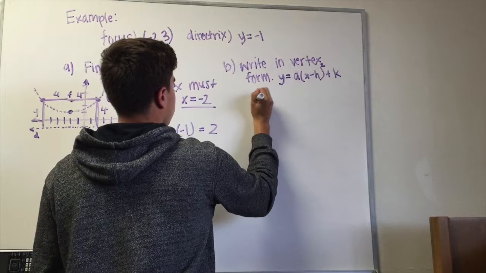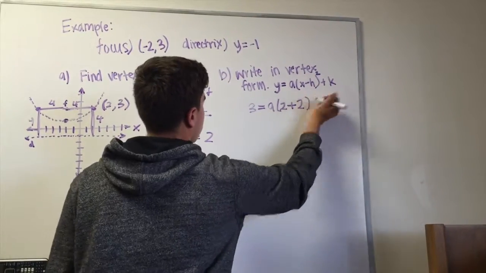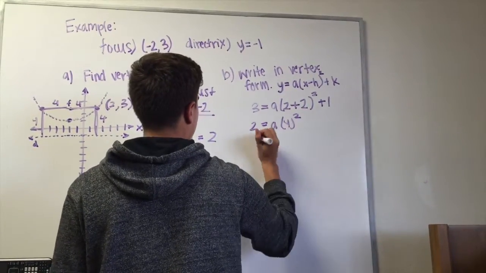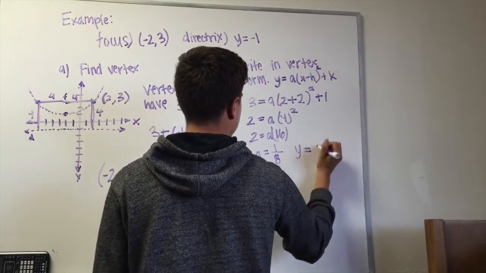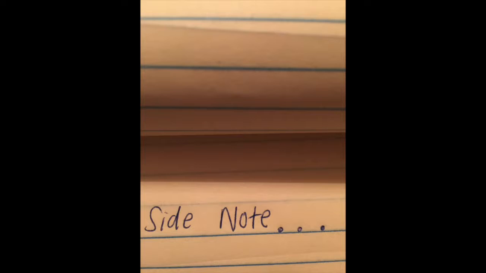Now we have to write the equation for the parabola in the vertex form. We can do this by plugging in the coordinates to the vertex, which we solved for, which was (-2, 1). And then we could plug in the coordinates of a point that we know is on the parabola. I chose the coordinates (2, 3). Then you simplify the equation and solve for a.